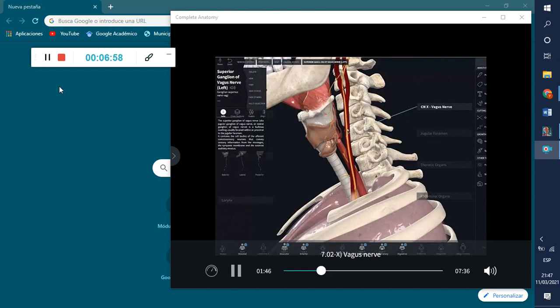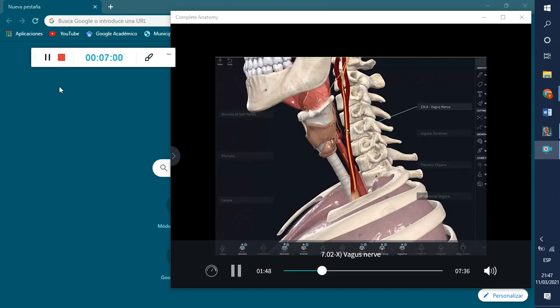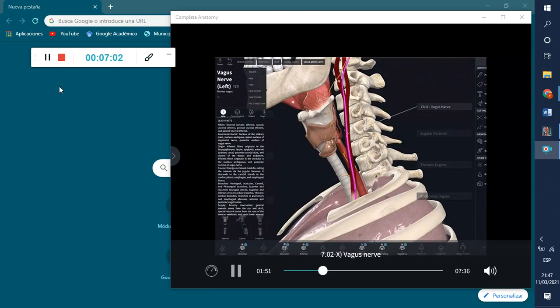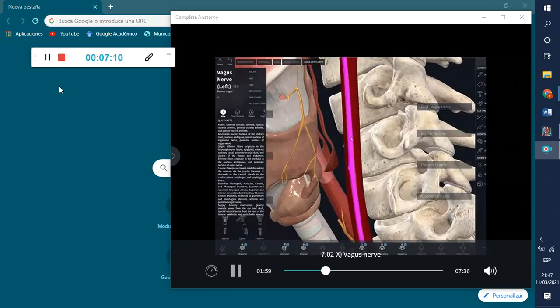So if we look at the course, let's have a look at the course of the vagus nerve now. We can see that the vagus nerve will then continue inferiorly. It's actually the longest nerve in the body. It's also called the wanderer. And it's within the carotid sheath.